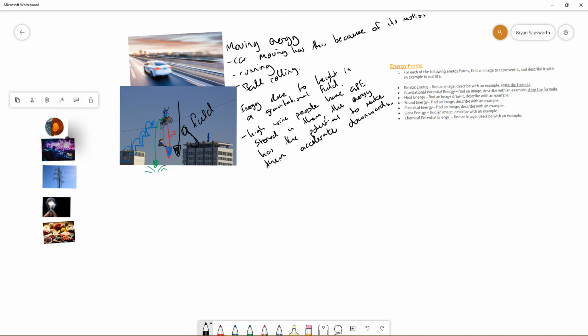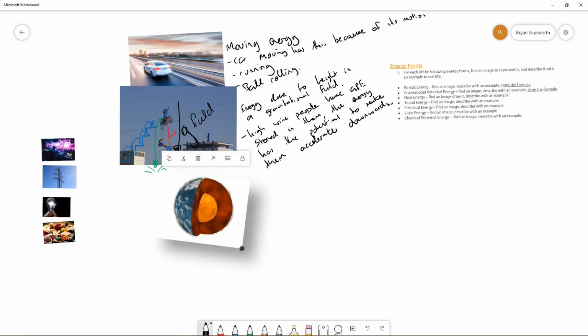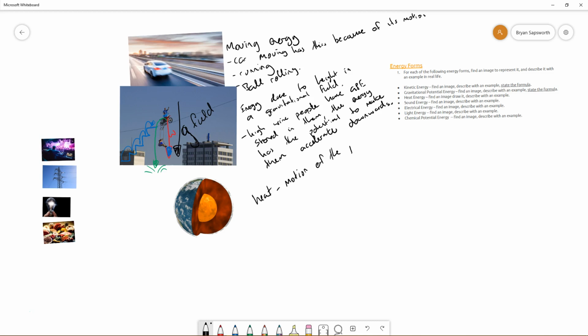Okay, next one we can look at is heat. You could say it's the energy of the motion, which is really kinetic, but we'll get into that later. Motion of the particles, so it could be atoms or molecules. This thing can feel warm to the touch, or warm or hot.